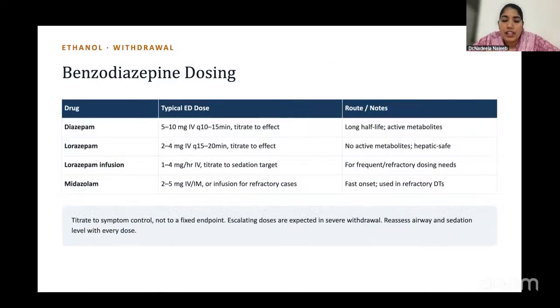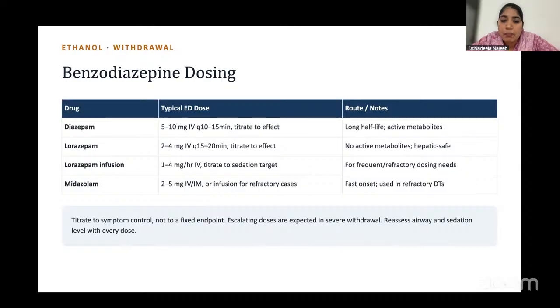Why do we use diazepam here? Diazepam has a very long half-life and active metabolites, so it's easier to titrate according to the required effect. What is the dose we choose? 5 to 10 milligram IV every 10 minutes till the sedation effect is obtained, or lorazepam, which is hepatic safe. Start at a dose of 2 to 4 milligram IV every 15 to 20 minutes. Or you can also choose to start lorazepam infusion 1 to 4 milligram per hour IV, titrating to sedation target. Midazolam can also be used, 2 to 4 milligram IV or IM or infusion, for refractory cases. You can take a screenshot of this slide so you can use it in clinical settings.